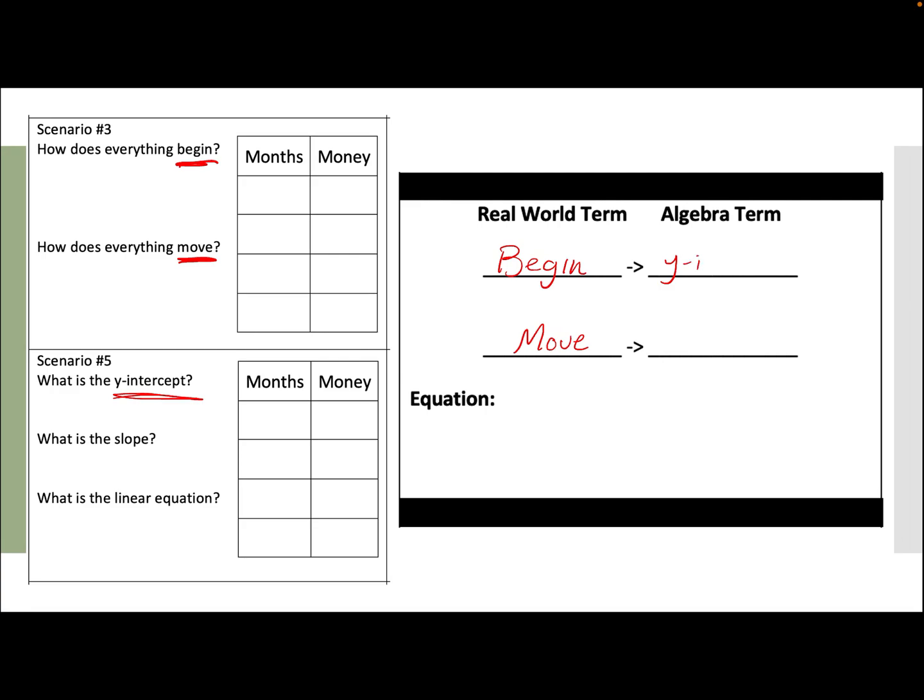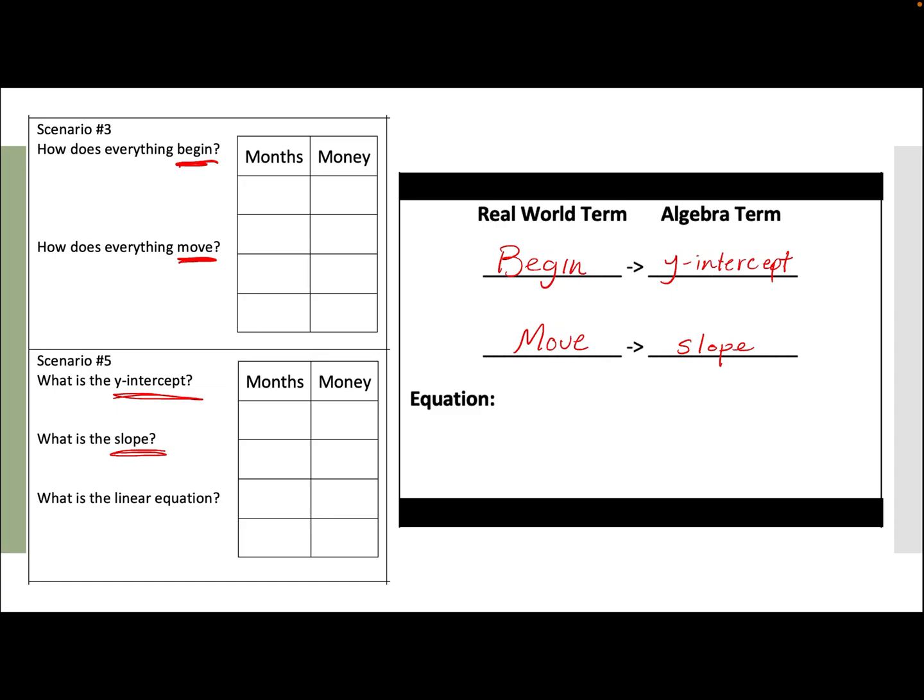So we have y-intercept for begin. So where does it start? We call that our y-intercept. And how does it move? We call that our slope. So we have y-intercept and slope.